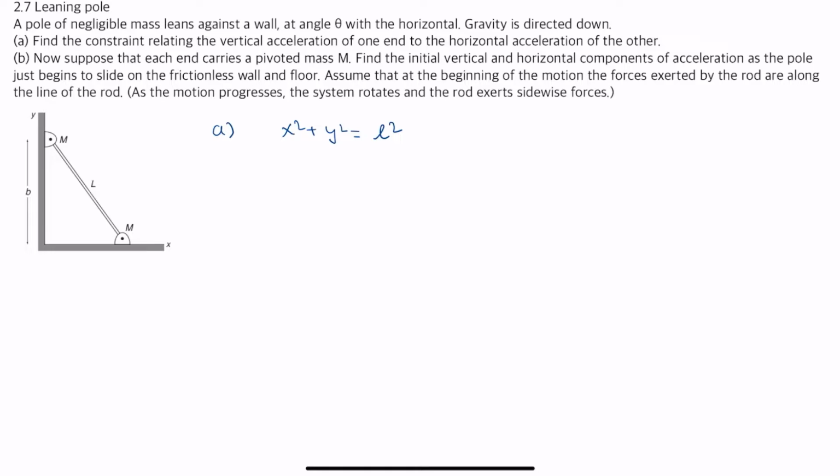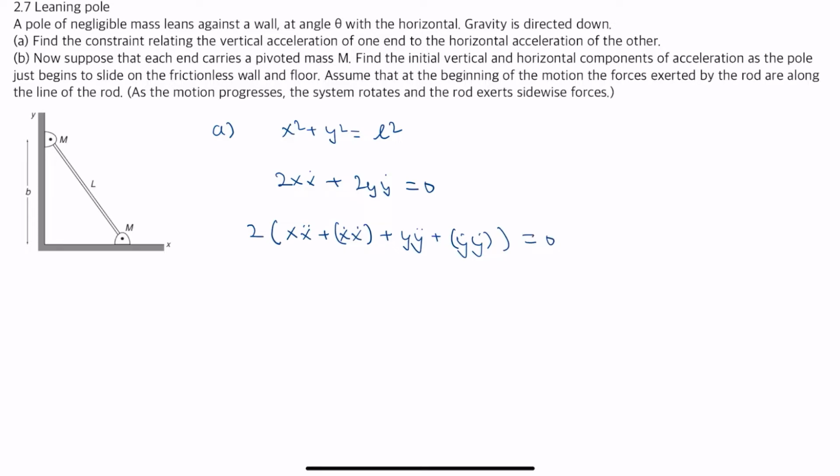So I take the derivative on both sides, so it will be 2x x dot plus 2y y dot equals 0. I will again take the derivative of this, taking 2 common, and it will be x double dot plus x dot squared, and plus y double dot plus y dot squared.